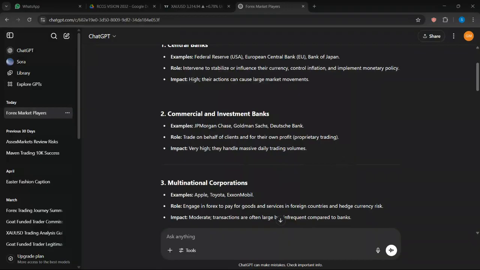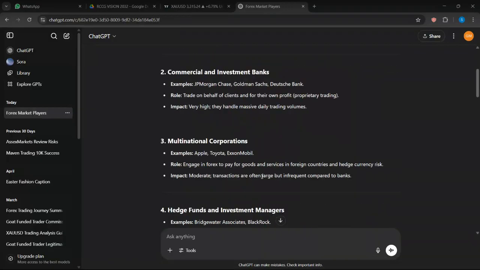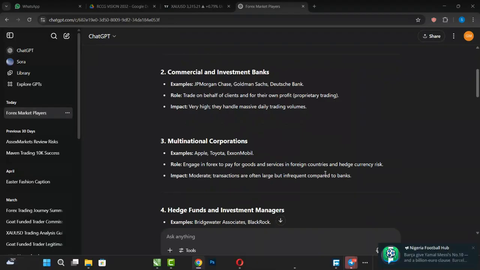Then the third people that are involved in this trading is multinational corporations. Example is Apple, Toyota, ExxonMobil, all those big companies. They are involved too, who engage in forex to pay for goods and services in foreign currency and hedge currency risk. You see the way their roles is also being painted. Then the impact is moderate. Transactions are often large, but infrequent compared to banks.